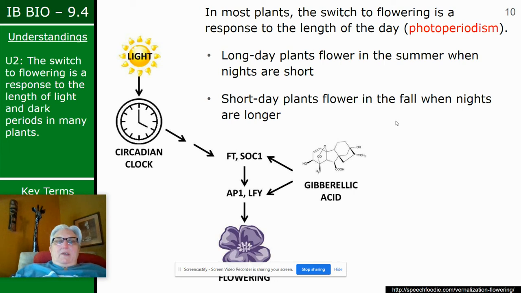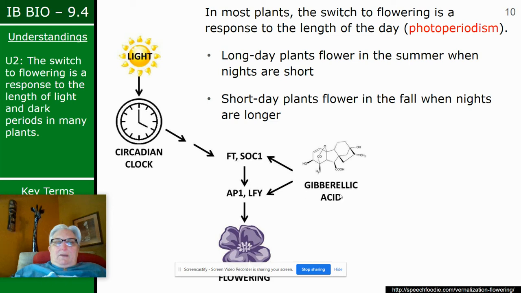This just kind of explains what I mentioned before, how the plant has a certain rhythm about it, and what we call this rhythm is photoperiodism. All that is, is that a plant will flower at certain times based on the length of the day. So what we call long day plants flower in the summer because the nights are short. And short day plants are going to flower in the fall when the nights start to get longer.